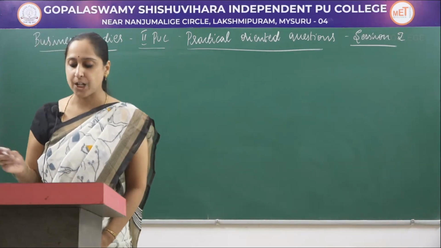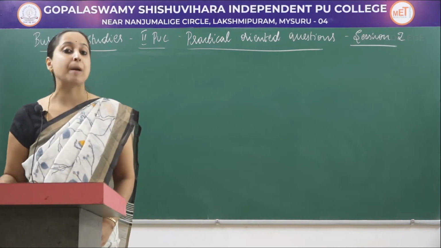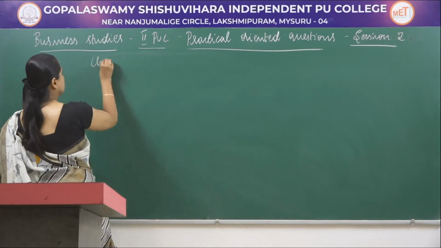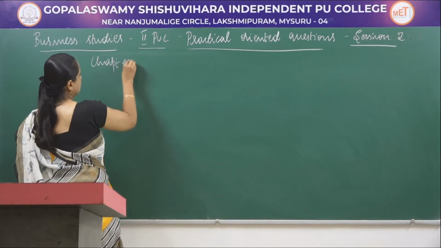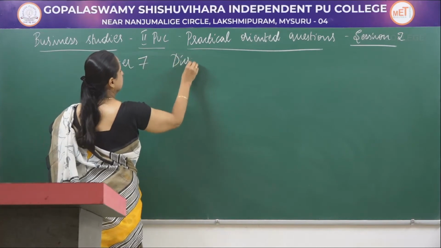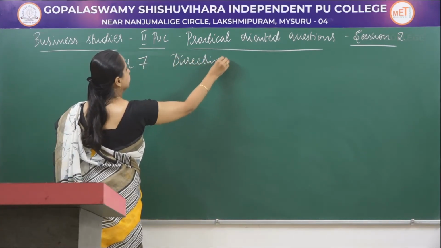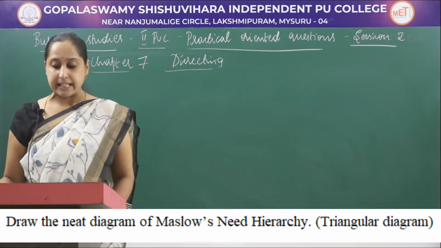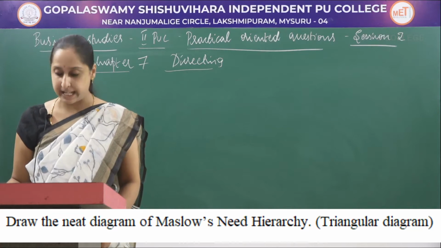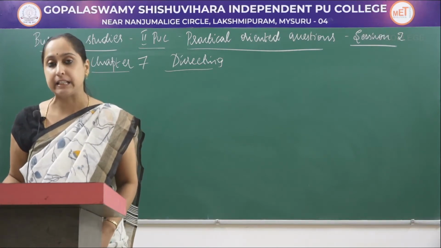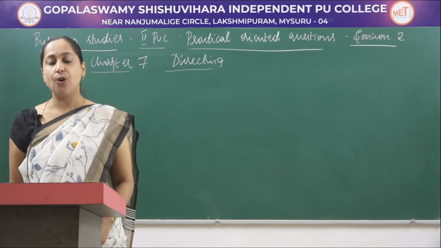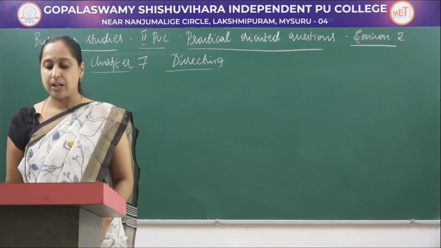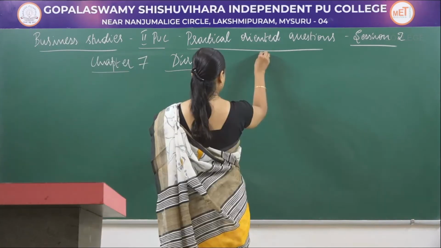Now let's see the practical oriented question regarding chapter 7, that is directing. Now let us see what is the question. Draw a neat diagram of Maslow's need hierarchy. You have to write the triangular diagram, which shows the Maslow's need hierarchy theory. So now let's draw the diagram.